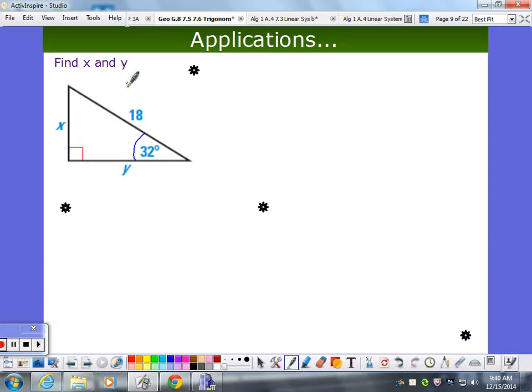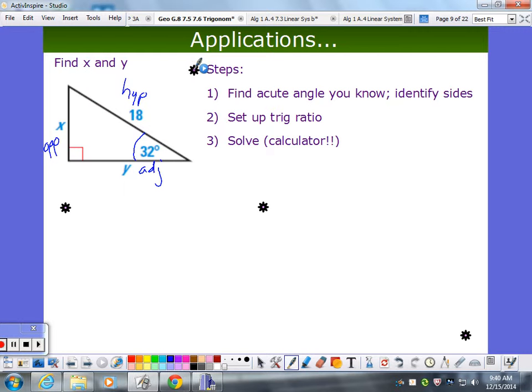So relative to this angle, all right, first of all, the hypotenuse is always that one, right? Where's the opposite of 32? Where is that at? X. And then the adjacent is the one next to it. So I can set up different ratios to solve this. So let me see what I got here. So the first step's find an acute angle that you know, set up the trig ratios, and use a calculator.